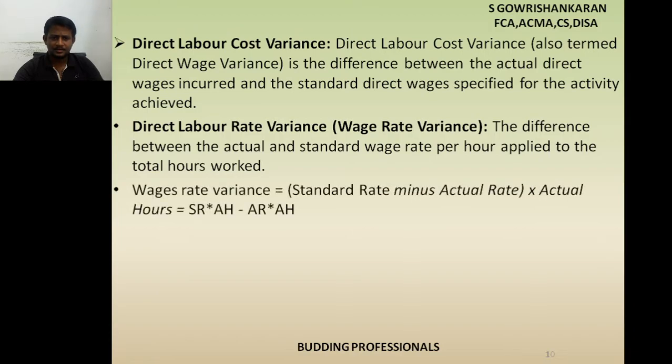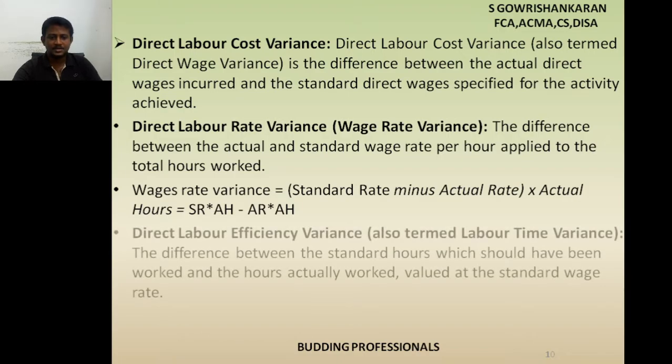And the formula is given here. That is, wage rate variance is equal to standard rate minus actual rate into actual hours. That is, standard rate into actual hours minus actual rate into actual hours. As per standard, what is the rate I should have used, but what I actually used, that is the comparison with the actual hours. I will show you these formulas in a proper format in the next slide.